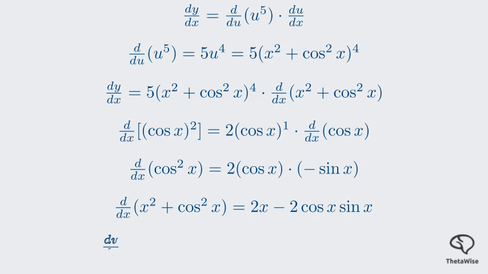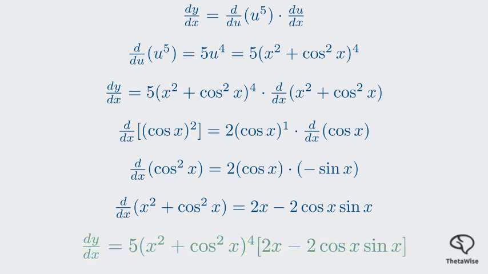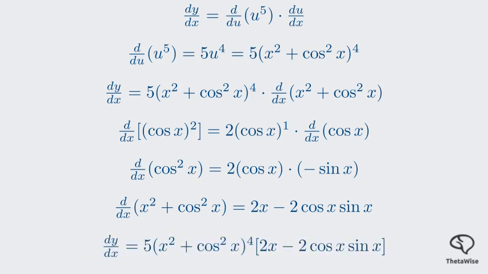Now we just combine the results. The full derivative is 5 times the quantity x squared plus cosine squared of x, to the power of 4, multiplied by the quantity 2x minus 2 cosine of x sine of x. The question stated that simplification is not required. So, we're done. We have successfully applied the chain rule to find our derivative. That first problem was a good warm-up. Now let's tackle our second problem, which is a bit more involved.